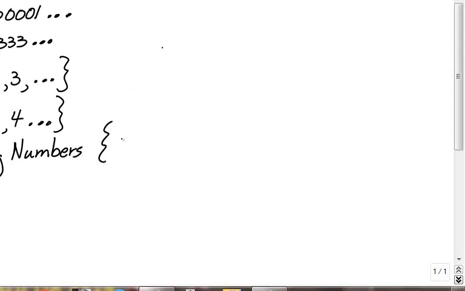Counting numbers start with the number 1, 2, 3, 4, 5, ... They just keep going. Notice 0 is a whole number. 0 is not a natural number or counting number. Okay.